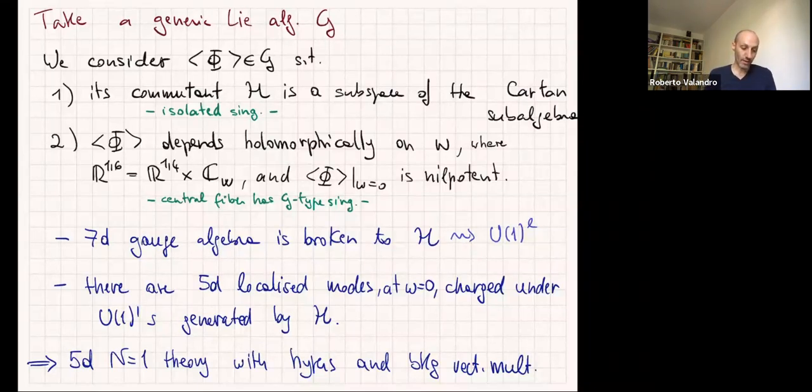And there will be 5D localized modes at W equals 0 that are charged under these U(1)s. Okay, so we will get 5D N=1 theories with hypers and background vector multiplets. And for the simple flop, what we require is just to have one U(1).